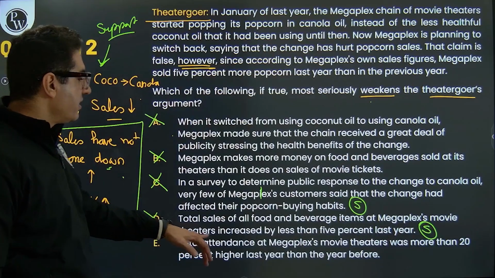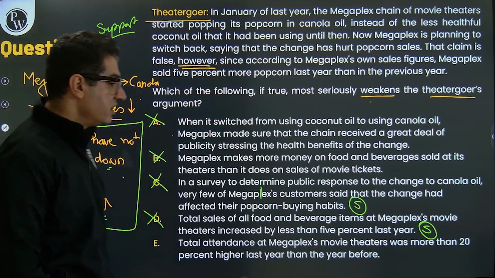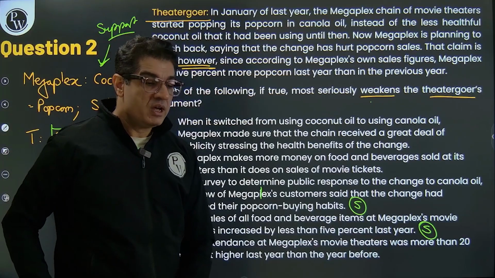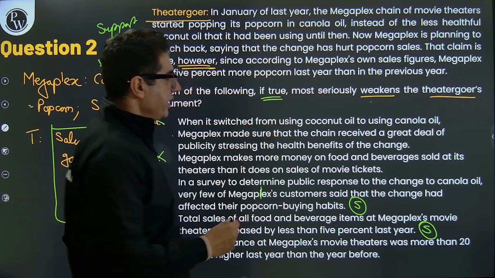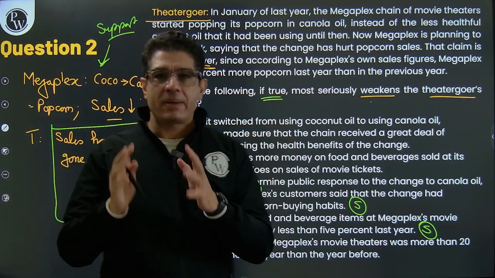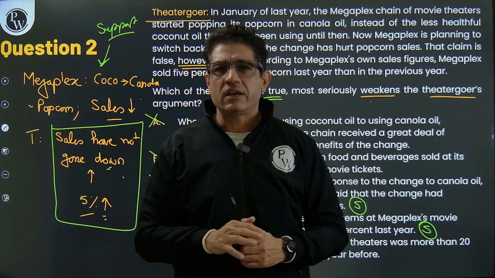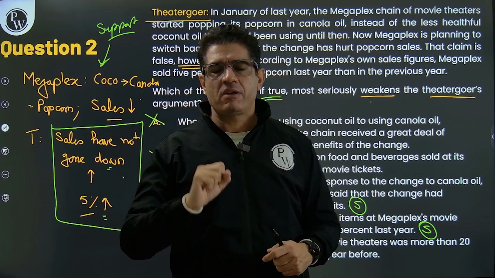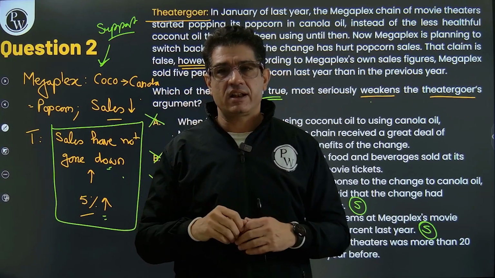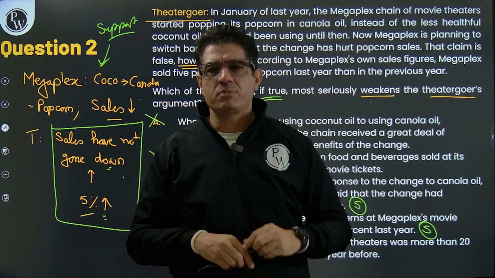E, total attendance at Megaplex's movie theatres was more than 20% higher last year than the year before. Oh, now what E brings in is a new data point. They're saying that when you compare sales across 2 years, you are assuming that the viewership remained constant. So 1,000 people watched movies at a theatre last year, 1,000 people have watched movies this year, and the sales of popcorns have increased by 5%.